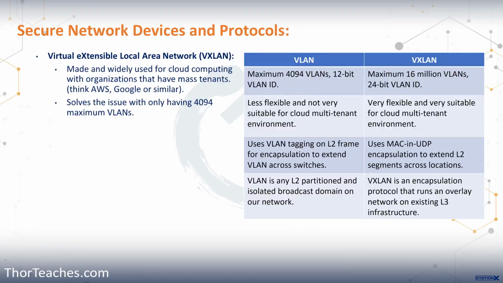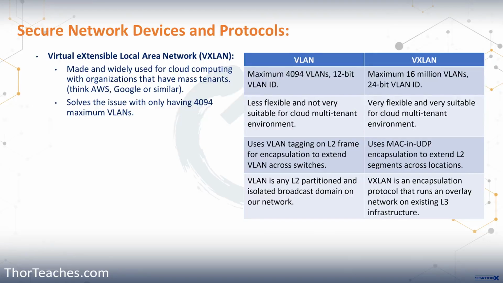They can easily have tens of thousands of customers that need multiple VLANs each. Since regular VLANs are limited to 4094, this obviously caused a problem. So they made VXLANs. Now they can have 16 million VLANs with a 24-bit VLAN ID. And then they added a couple of things for the use case, since cloud providers really aren't local anymore. They added MAC in UDP encapsulation so they can extend the layer 2 segment across locations, and VXLAN is really an encapsulation protocol that we can run on our existing layer 3 infrastructure, which also makes sense, right?